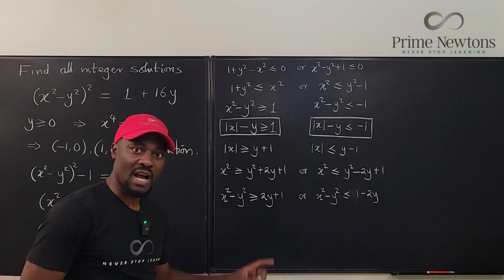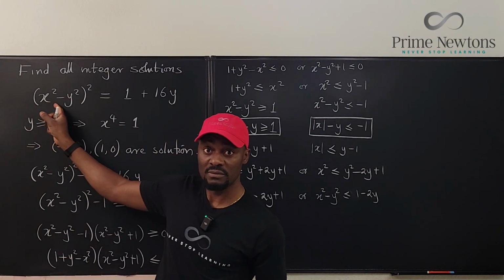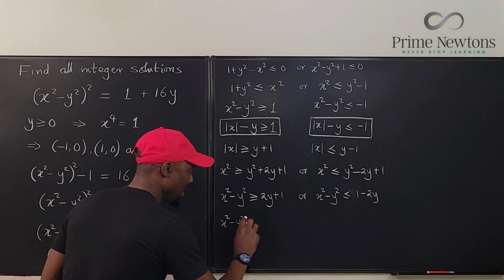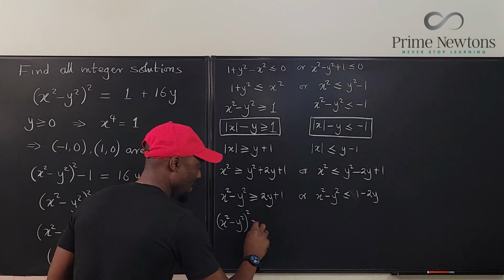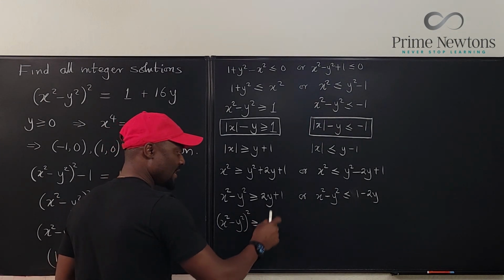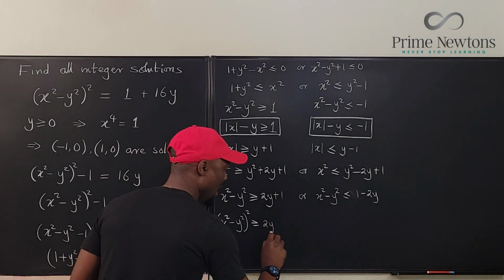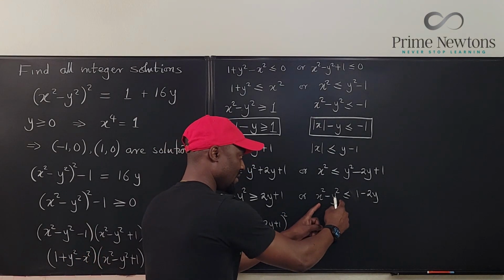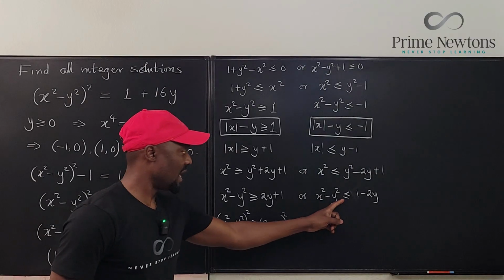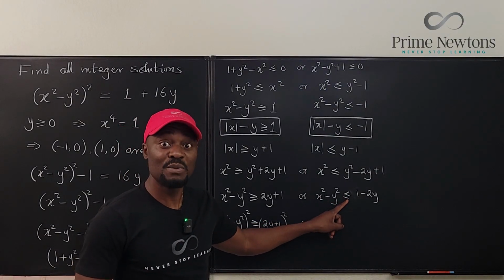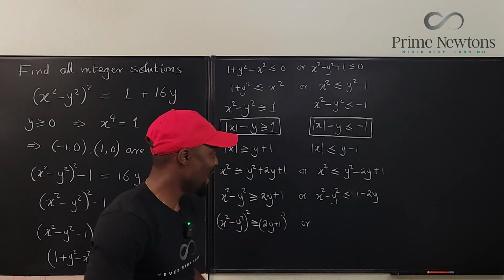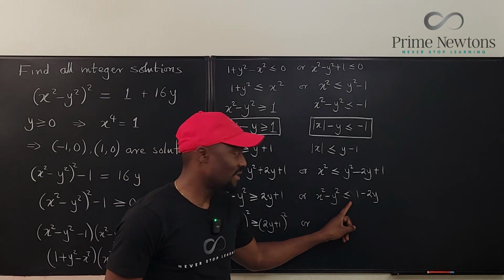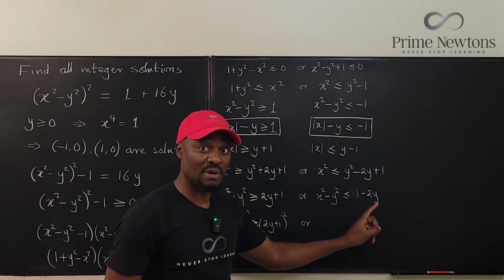If I square both sides to generate the original one, what I'm going to have is x squared minus y squared, squared, is greater than or equal to, if I square this, 2y plus 1 squared. Or if I square this, oh, this is less than. I don't want it to be less than. I want it to be greater than. So because I want the two to be the same, to change the sign to greater than, what do I do? I multiply both sides by minus 1.